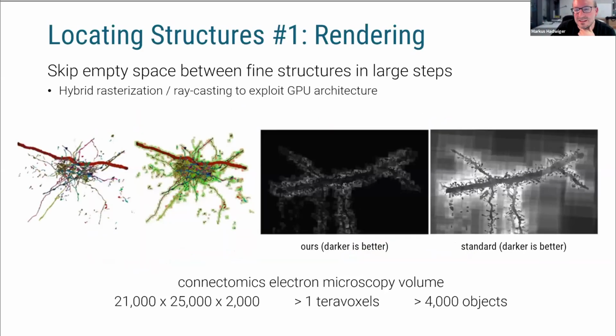Here, this is just illustrating the performance improvements that you could get. This is basically the standard octree approach, where bright pixels have more accesses to skip empty space, and darker pixels have fewer accesses. This is our approach that does a hybrid between rasterization and raycasting, and this is the standard approach that only does raycasting.